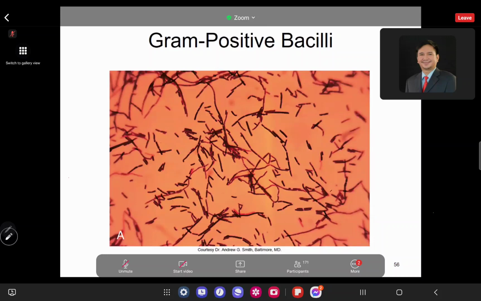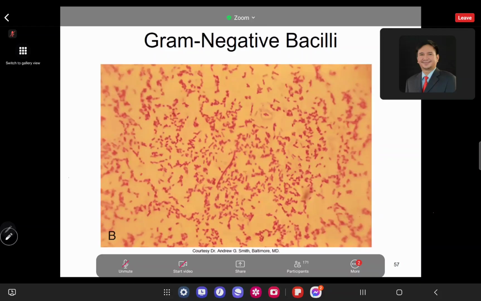Now, can you identify what gram staining group this one is? Gram-positive or gram-negative? Gram-positive. Can you describe the shape of the bacterial cell? Elongated. Very good. How about this one? Gram-positive or gram-negative? Gram-negative, pink in color. Look at its shape, coccobacilli.